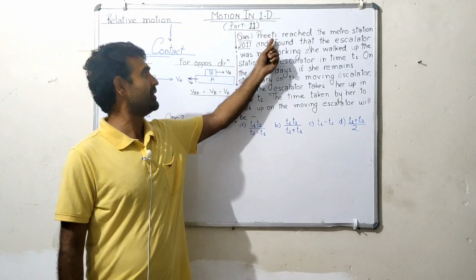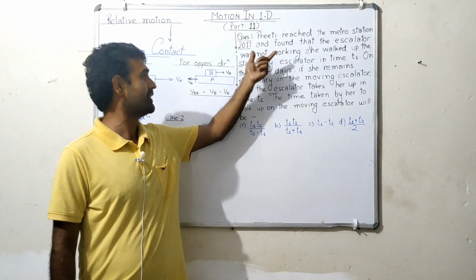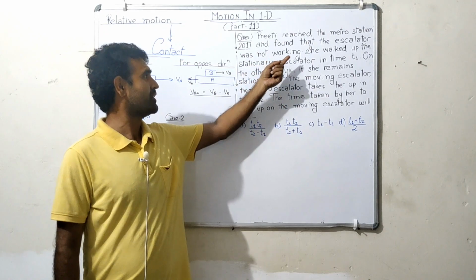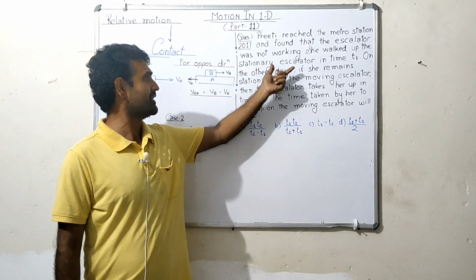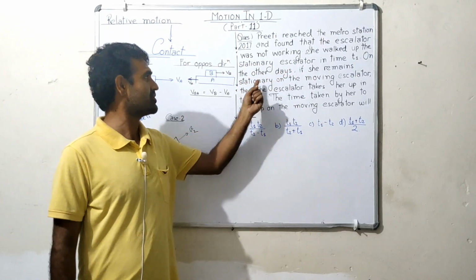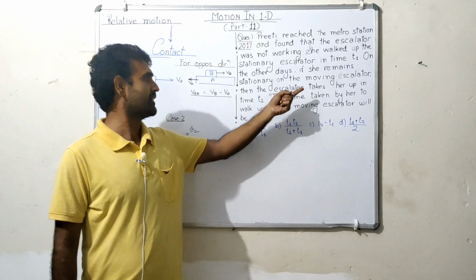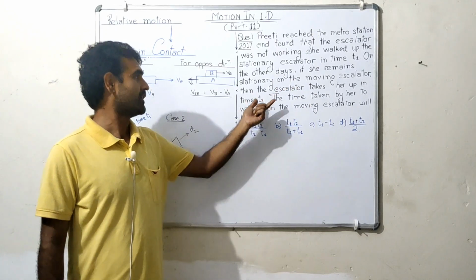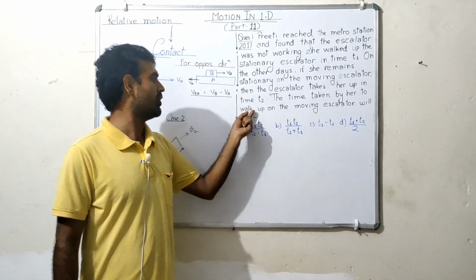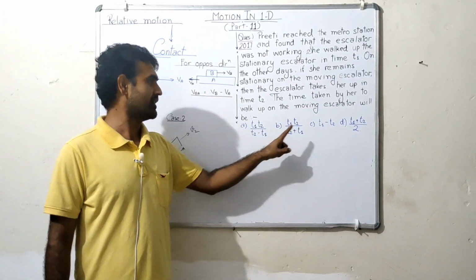The question is, Preeti reached the metro station and found that the escalator was not working. She walked up the stationary escalator in time t1. On the other days, if she remains stationary on the moving escalator, then the escalator takes her up in time t2. The time taken by her to walk up on the moving escalator will be. So answer options are this.